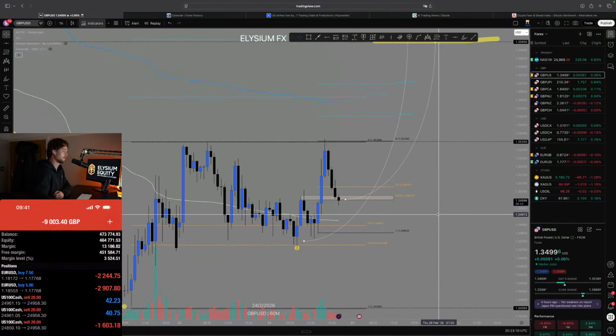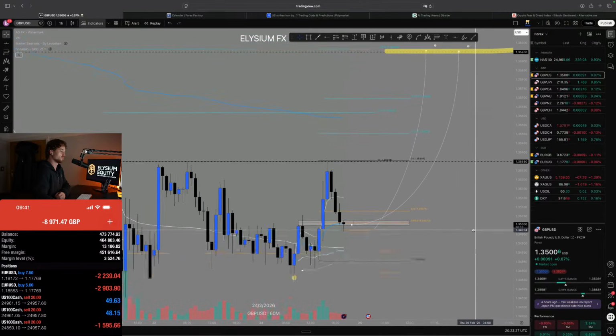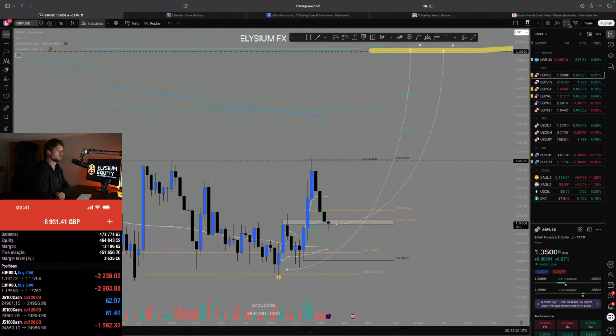But there's a really nice higher low here. I'm going to be watching this. I do want to, of course, end up closing something before I open any more positions, but I do like this. Worth keeping an eye on this higher low to form on GBP USD.